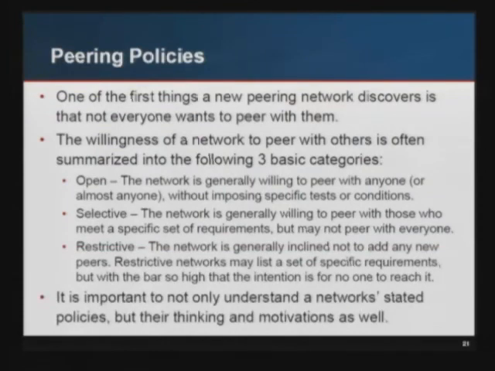And just the way to summarize the general status that a network has as far as their willingness to peer, we break it down into 3 categories. The first is open, which means they're generally willing to peer with anyone or almost anyone, maybe not people that have to send them a copy of their router configs and don't know what to type, but anyone that is reasonably willing to peer, they'll peer with without imposing any kind of specific tests or conditions.